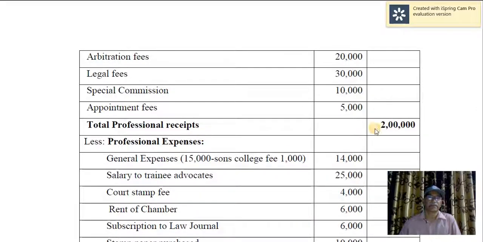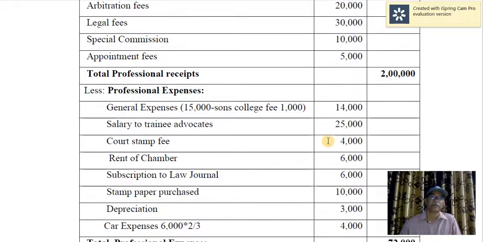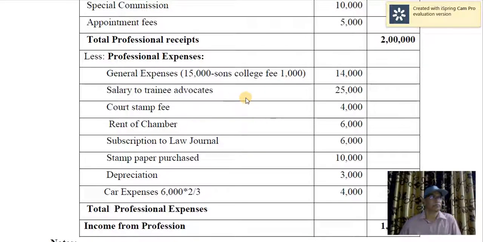Now we will deduct the total professional expenses. Now what are professional expenses? General expenses, after excluding 1,000, which is nothing but college fees paid of his son. It is personal in nature, so exclude that, so that comes to 14,000. Salary to trainee advocates, which is included under household expenses, so 25,000.